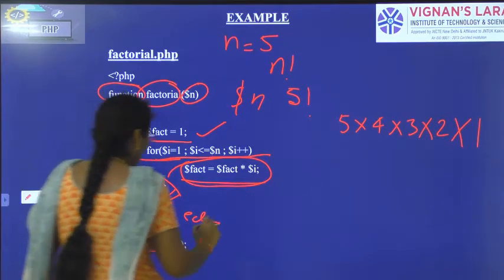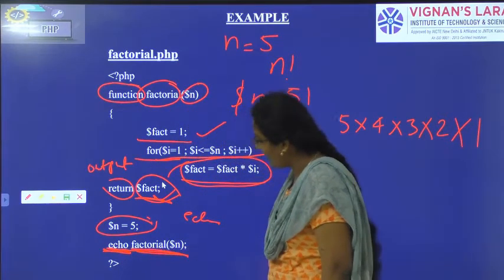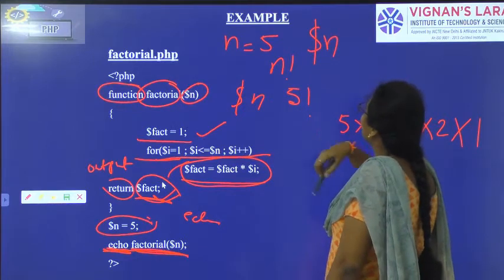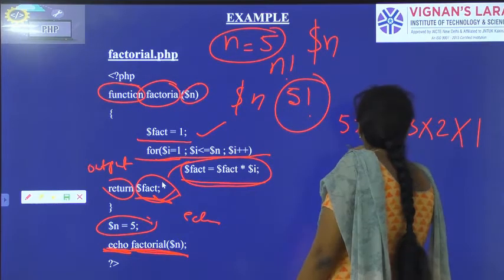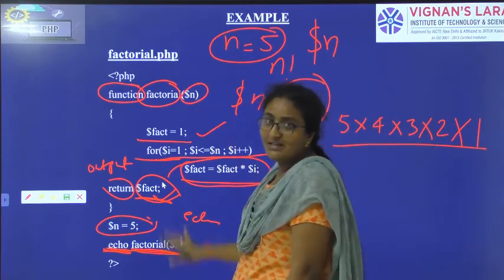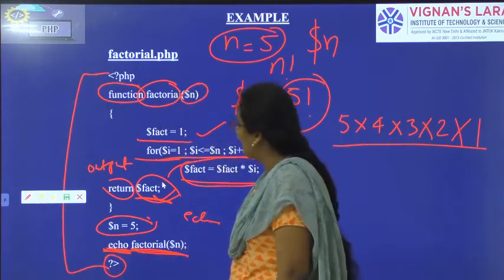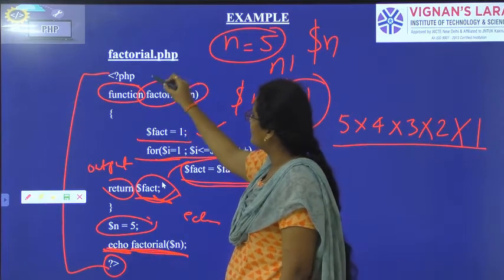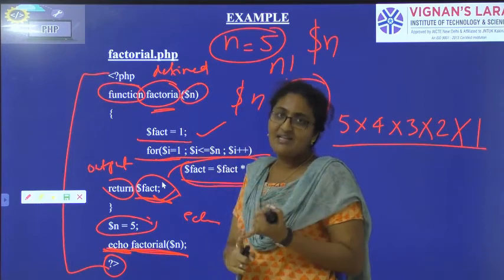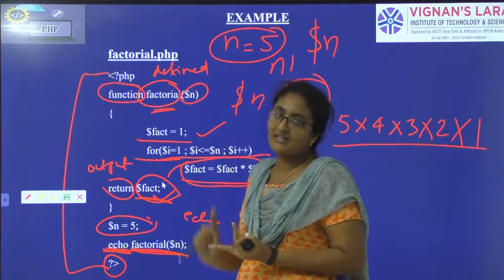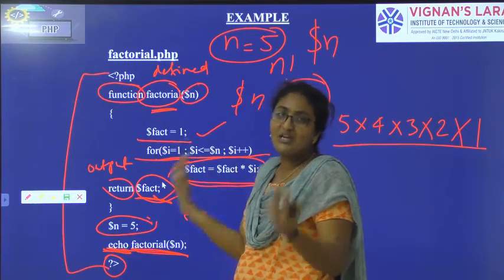So at last I am printing. The echo statement is used to print. So here the echo statement is used to print the output. I am printing the factorial of $n. $n is a variable where the value of n is 5. I want 5 factorial, and for that the formula is this one. I am writing the code in PHP. I have started the PHP program and ended the PHP code. Then I have defined my own function, factorial. Since I am doing the factorial program, I named it factorial, a user defined function.